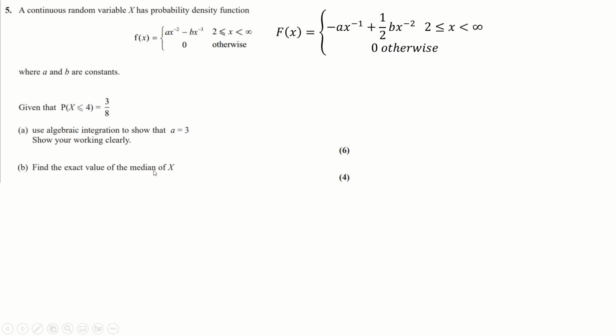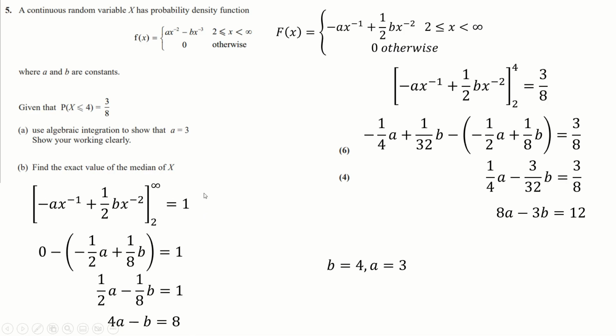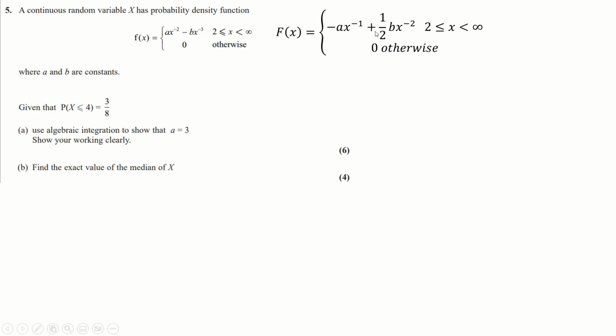Anyway, find the exact value of the median. So I'm going to put in this result for A and B into here, and then I'm going to say if I substitute in m to 2, 2 being the lower, of course, and m being the median, I should get a half, because the median is halfway along. Half the data is below it, so therefore the area is a half.